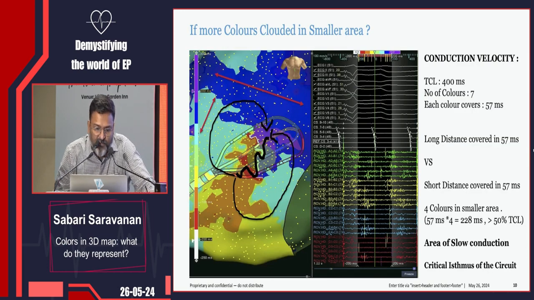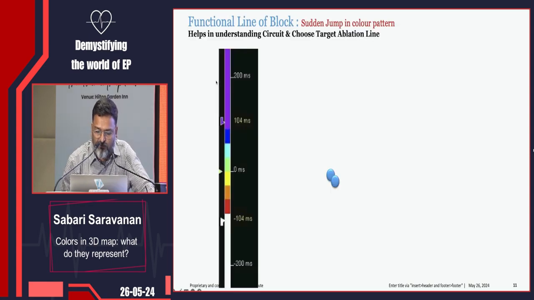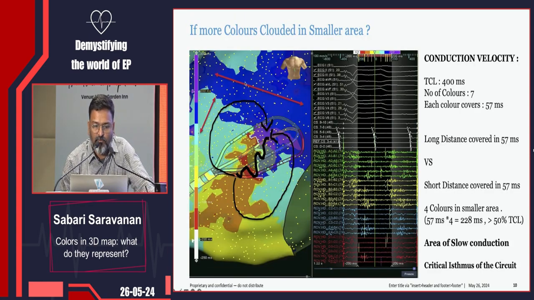And what else can the color tell? The color can represent many other things, like conduction velocity. If you have a single blue color covering a large area, and then this light green color covering a small area, what does it mean? For example, in this map, the tachycardia cycle length that we mapped is 400 milliseconds. All the colors are there: white, red, orange, yellow, green, blue, purple. So the total number of colors is 7, and each color represents 57 milliseconds, since 400 divided by 7 is 57 milliseconds.